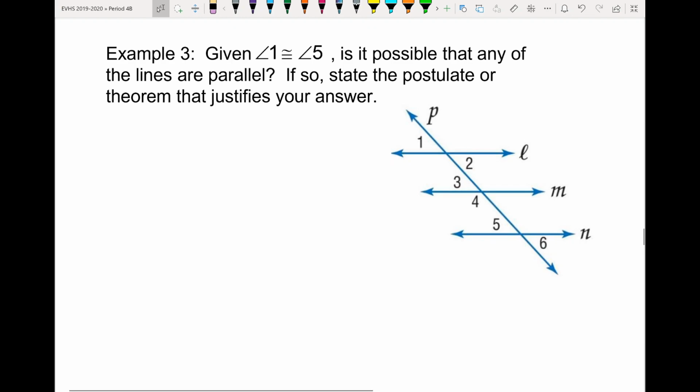All right, example 3. Angle 1 is congruent to angle 5. What's congruent? L is congruent. I'm sorry, what's parallel? L is parallel to what? N. Why? Corresponding angles. Converse. Honestly, that was a mistake. I meant to do 1 and 6, so I got alternate exterior angles. As it is, our example said two corresponding angles, but at this point, you're getting the idea.